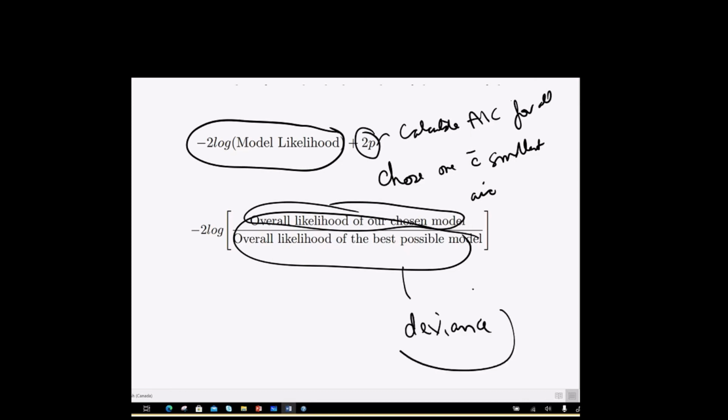So again, this stuff is not going to be tested on either the oral or the written final, but I just wanted to familiarize you with some of these terms because you're going to see them in 582 and especially 586.